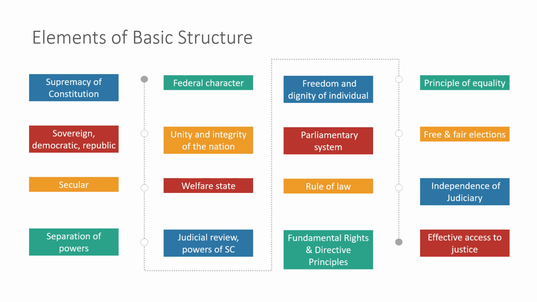Some of the features of the Constitution termed as basic are given here, such as supremacy of the Constitution, sovereign, democratic and republican nature of the Indian polity, secular character of the Constitution, separation of powers between the legislature, the executive and the judiciary, federal character of the Constitution, unity and integrity of the nation, welfare state, judicial review and the powers of the Supreme Court under Articles 32, 136, 141 and 142, freedom and dignity of the individual, parliamentary system, rule of law, harmony and balance between fundamental rights and directive principles, principle of equality, free and fair elections, independence of judiciary, and limited power of the Parliament to amend the Constitution, as well as powers of the High Courts under Articles 226 and 227. These are some of the elements of the basic structure of the Constitution.